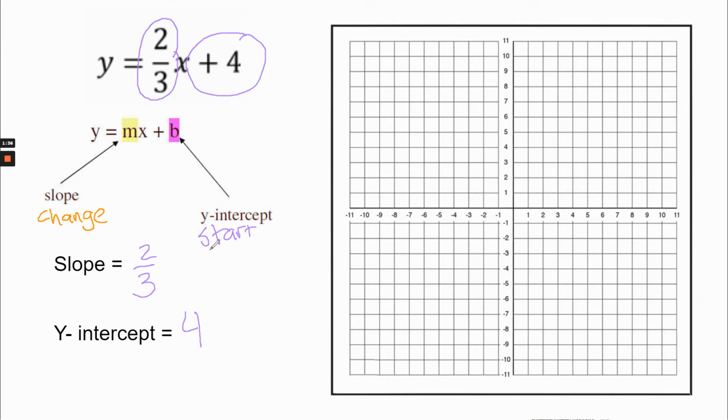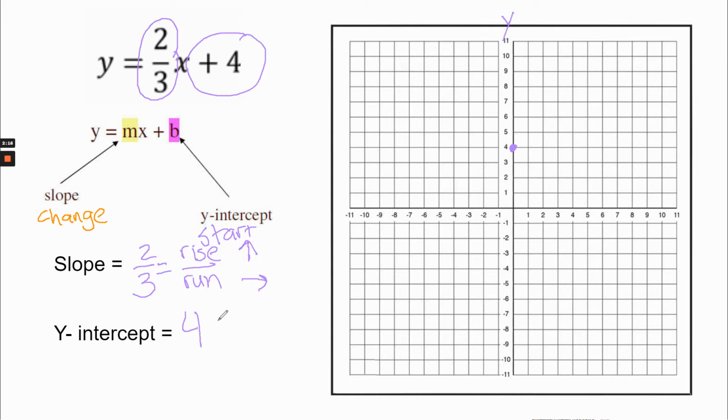So when we're graphing this equation, the y-intercept is going to tell us where to start. The y-axis is the one that goes up and down, and we're going to start at 4 because that's the y-intercept. So I'm going to put a dot starting at 4. And the slope is kind of like directions. We call this rise over run. So the top number tells us how much to go up, and the bottom number tells us how much to go to the right.